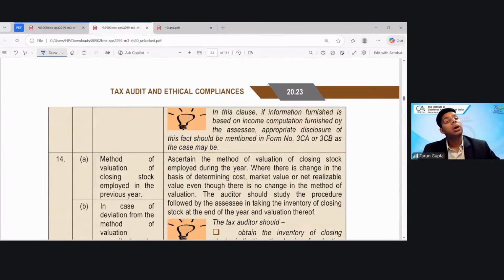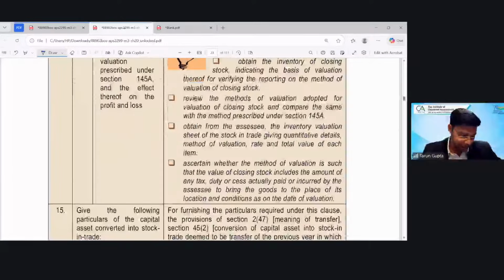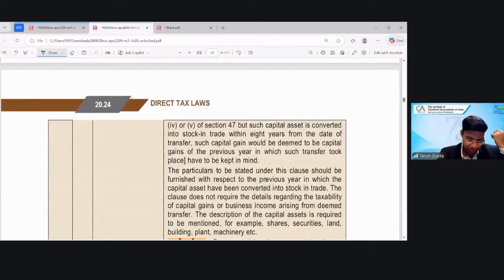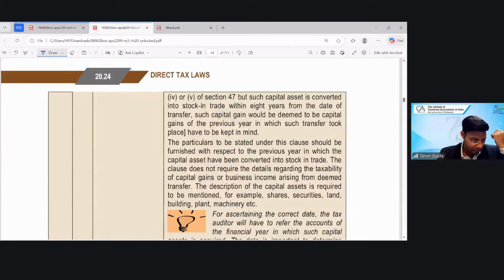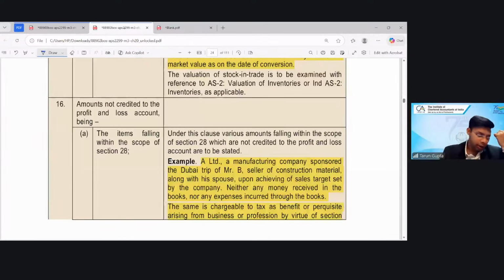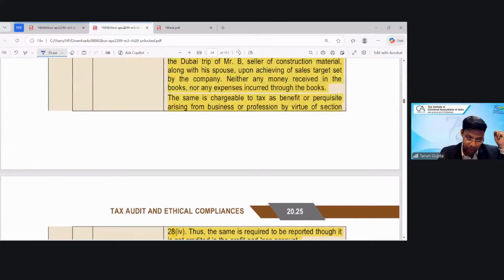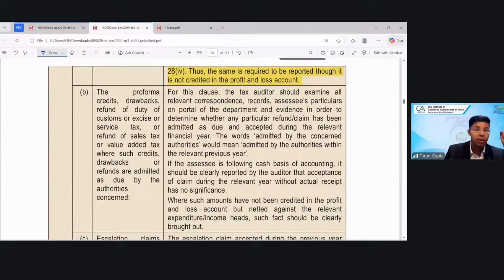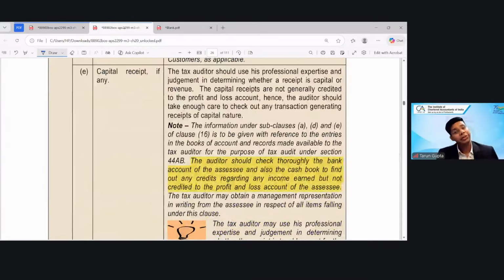Then clause 14 is about the method of valuation of stock and the methods, cost, all these facts have to be stated. Then clause 16 is important. It says that any income which has not been included in the P&L account needs to be reported in clause 16, though it's taxable. So these are benefits in kind, any drawbacks, any escalation claim accepted during the previous year. This statement, and the cash book of the assessee, and all receipts, whichever are not taken as a part of income, have to be considered.